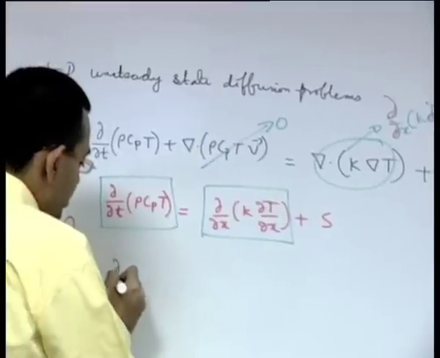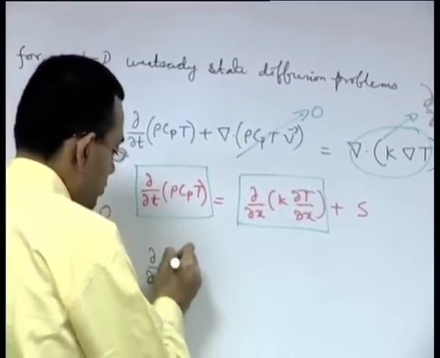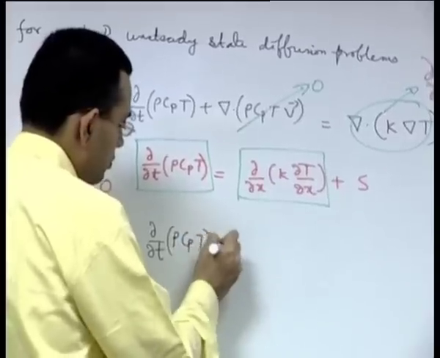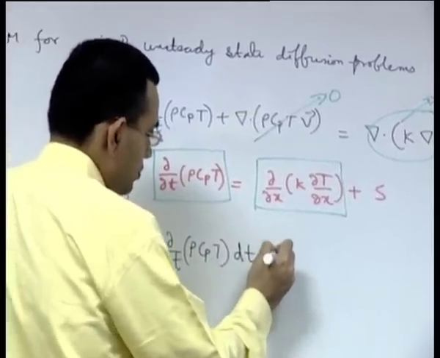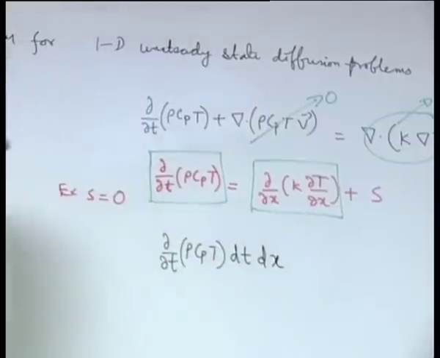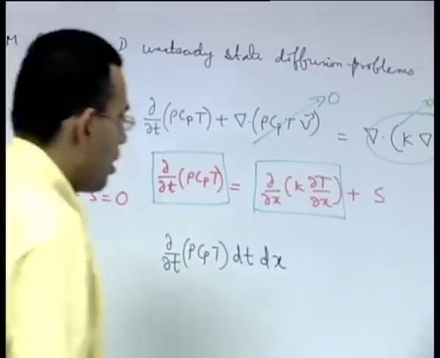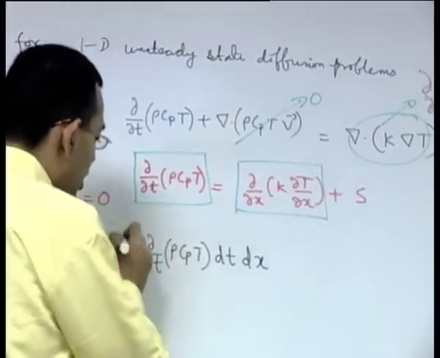That means we multiply it by dt dx and integrate. Now it is a double integral.